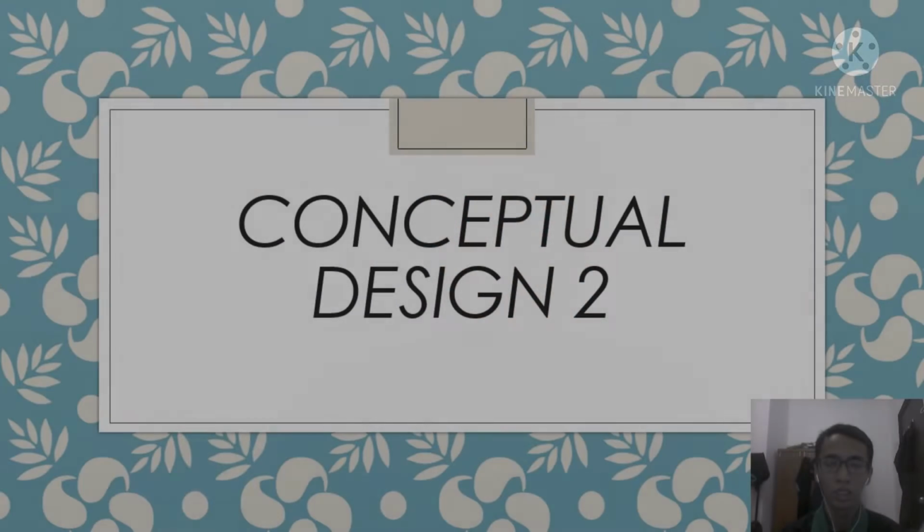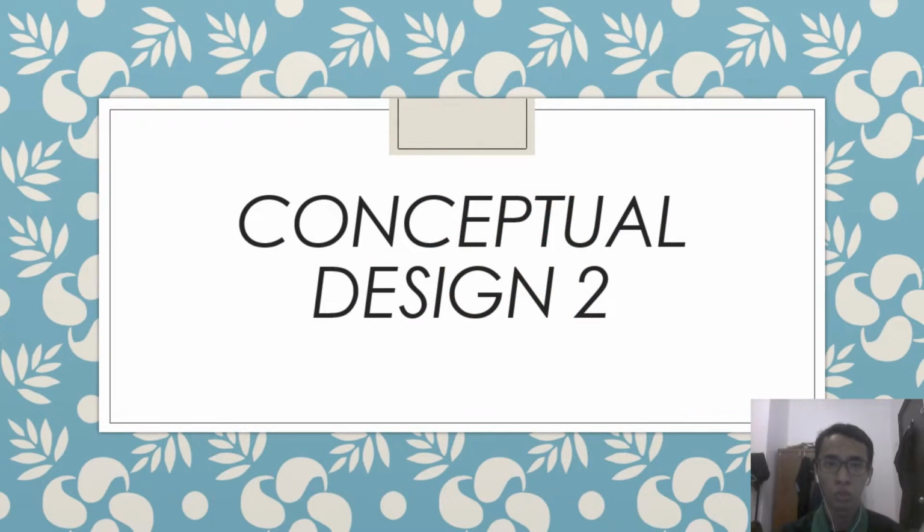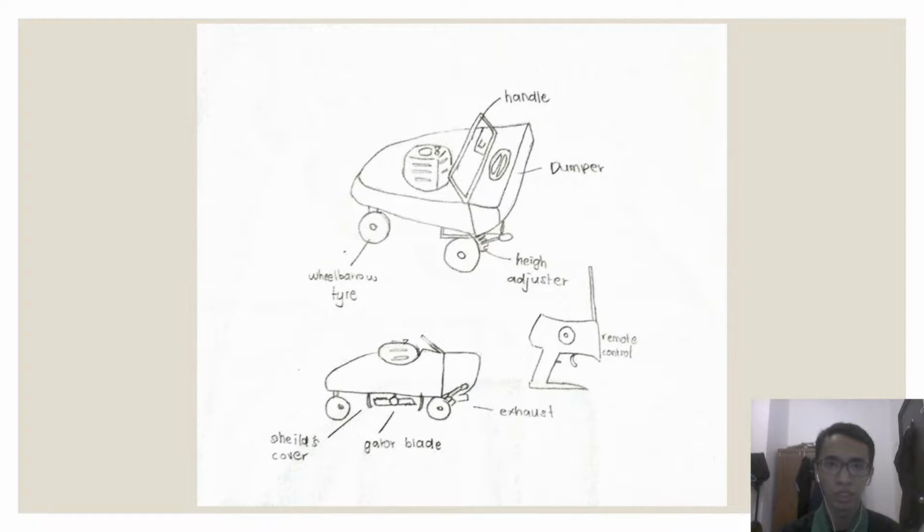Thank you. Hi, hello. I want to explain about conceptual design number 2. For this design, the type of tire used is the wheelbarrow tire, which has 3. The type of the body is a triangle because the amount of tires used is 3.